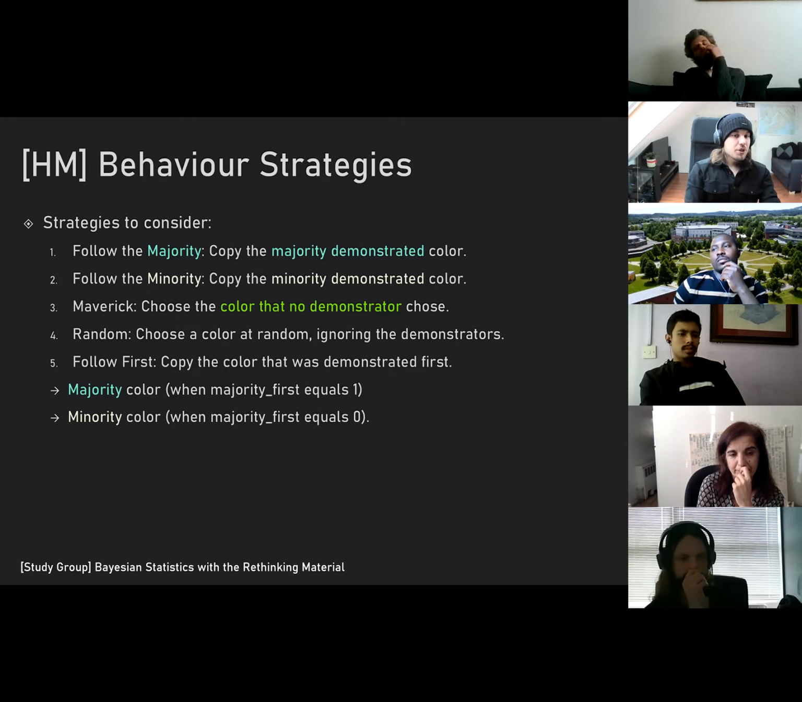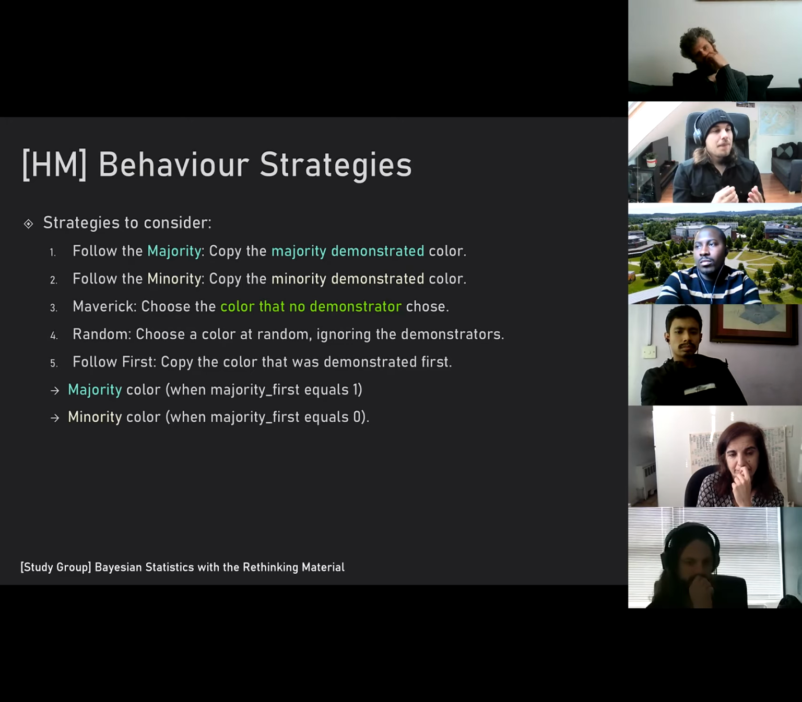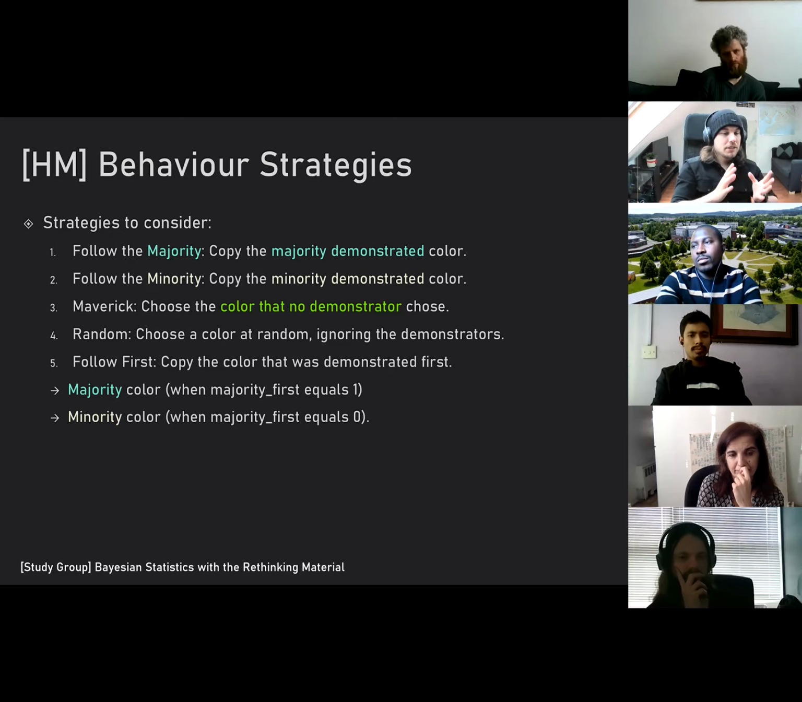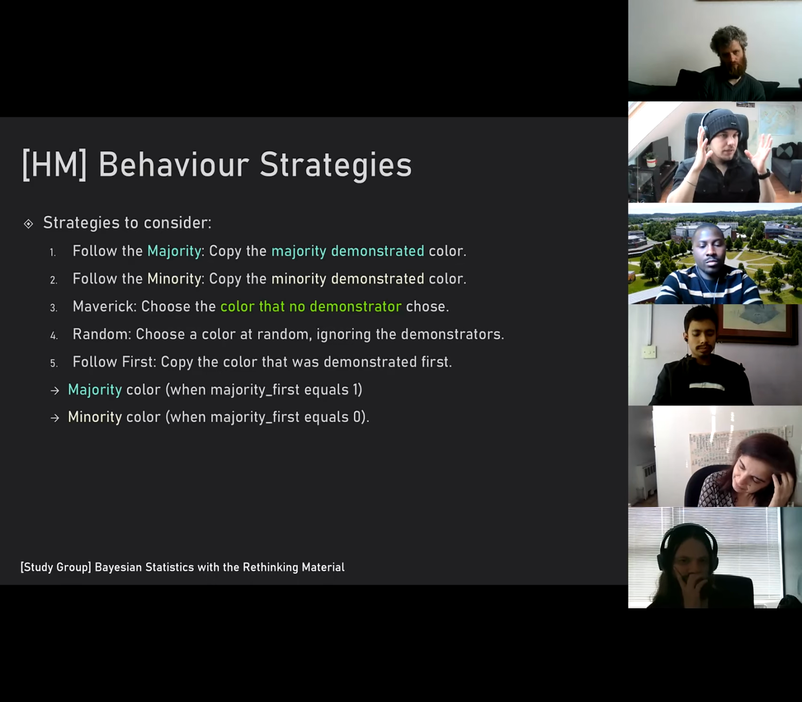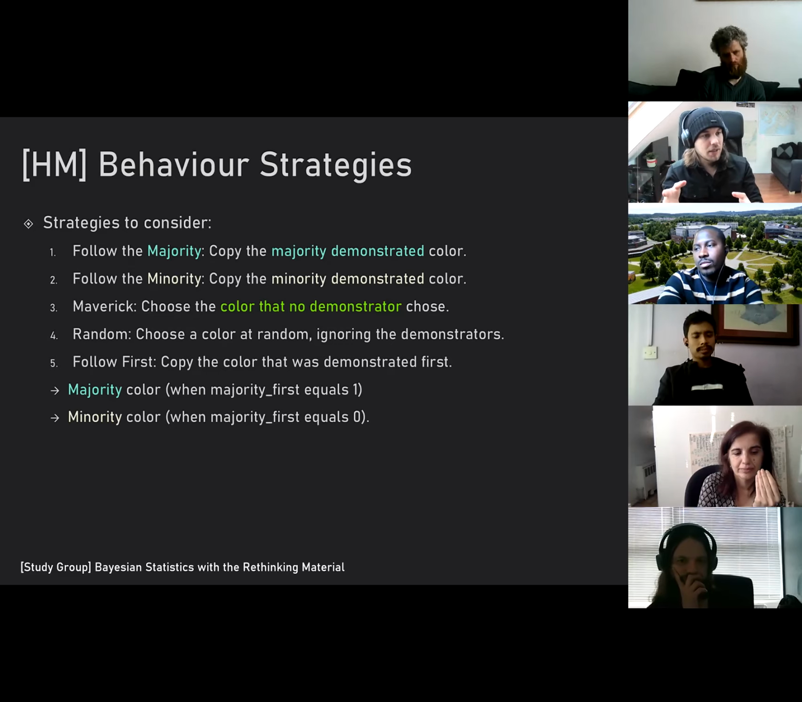There's also the maverick choice, where you just choose the color that no demonstrator chose, in this case chartreuse. There's also the random strategy, where you just walk up, you don't care about what the other kids did, and you just pick a box that looks interesting to you. There's one more strategy, which is a bit more intricate and is all about copying the first behavior. So this is about if you saw a majority color being picked first, you will pick the majority. If you saw a minority color first, you will pick the minority color.